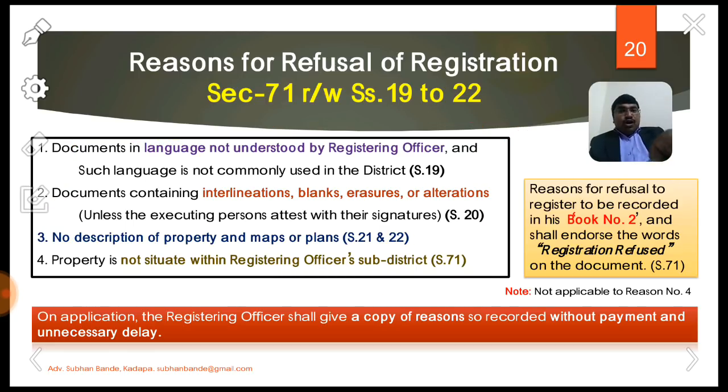Next, on application, the registering officer shall give a copy of the reasons so recorded in book number 2 to the parties without payment and unnecessary delay. If the executants file an application to the registering officer, then the registering officer shall give a copy of the reasons for refusal without receiving any payment and without unnecessary delay.